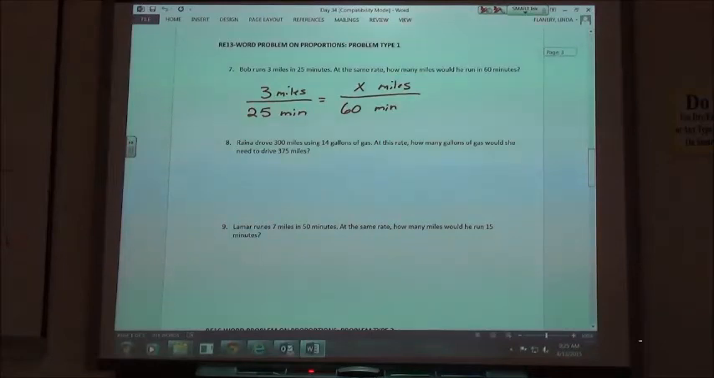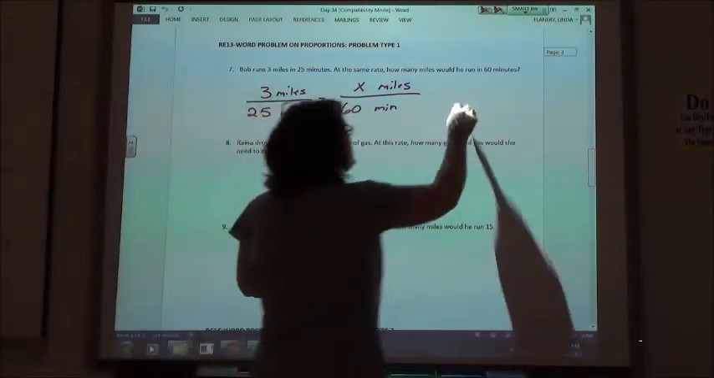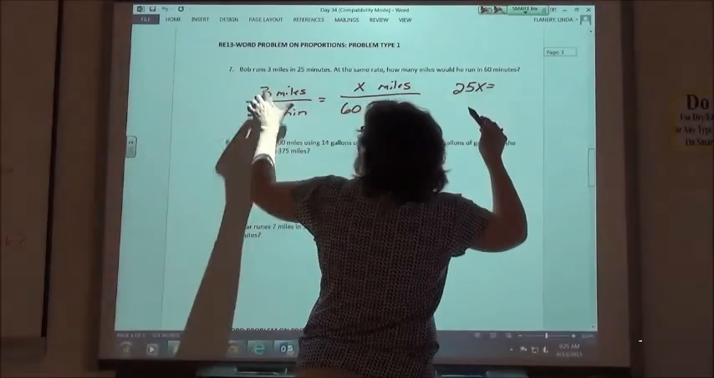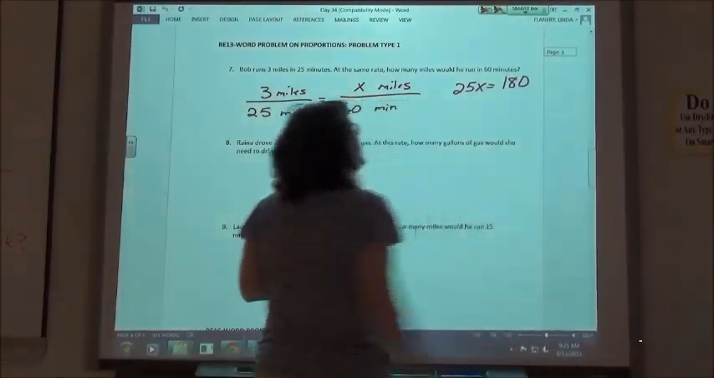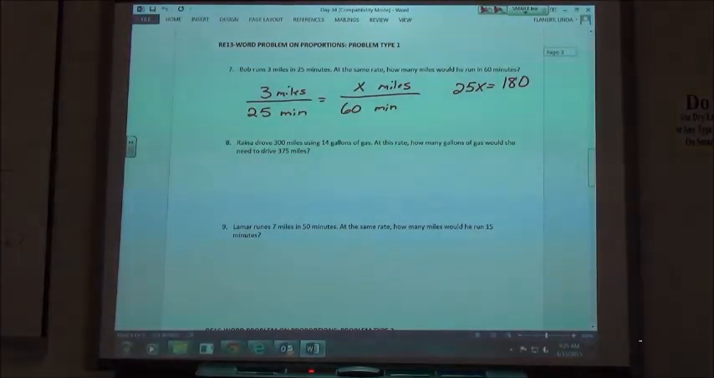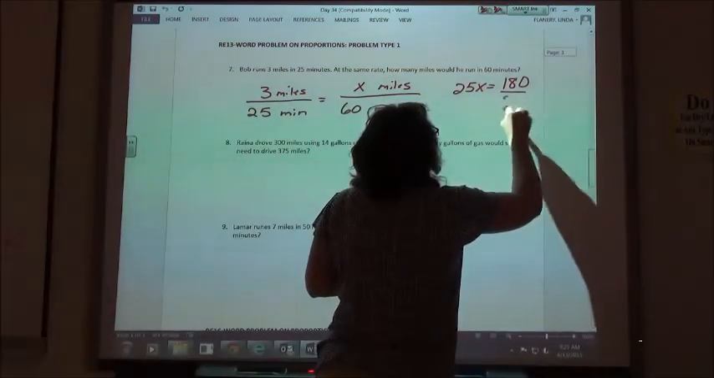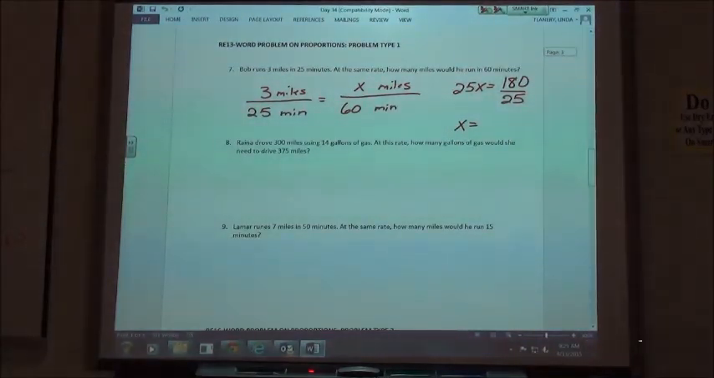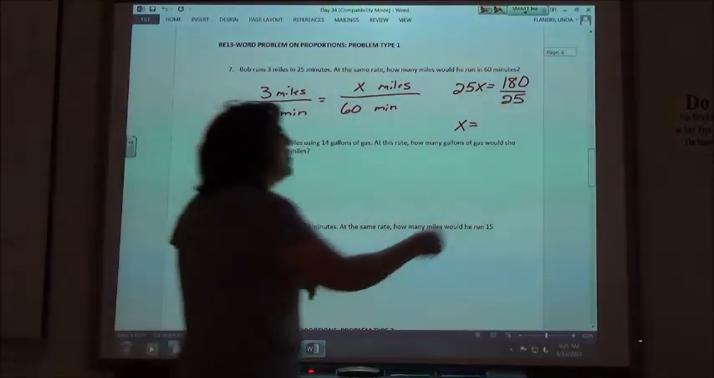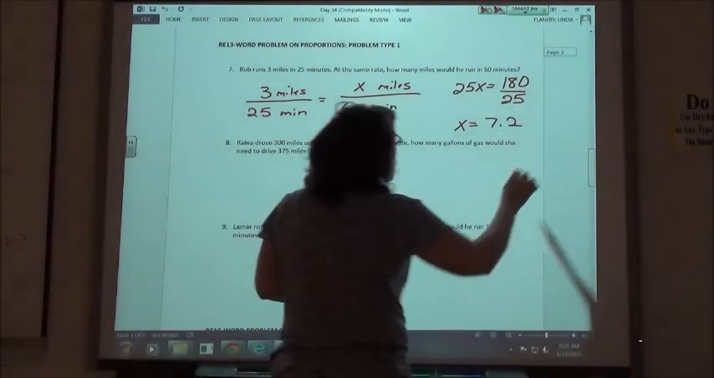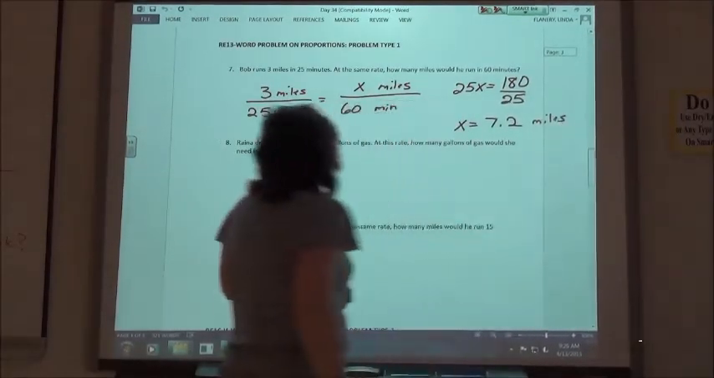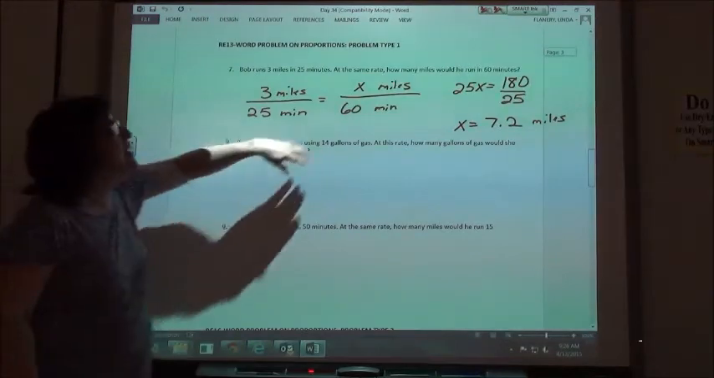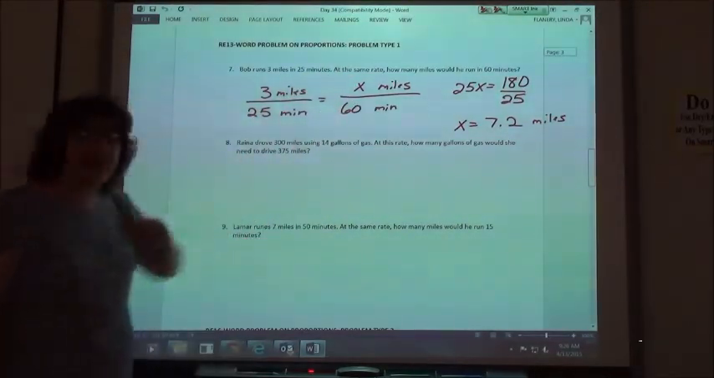So again, I'm just going to cross multiply to solve it. 25 times x would be 25x. 3 times 60 would be 180. And then in order to solve that for x, we're just going to go ahead and divide by 25. So 180 divided by 25 would give me 7.2. And these ones you are going to just use the decimals in. So 7.2 miles. If I can go 3 miles in 25 minutes, then I can go 7.2 miles in 60 minutes.